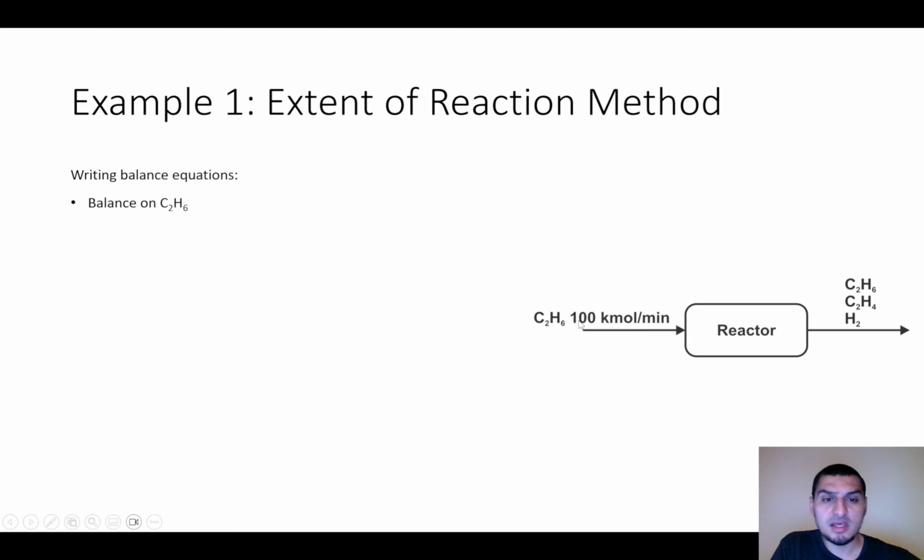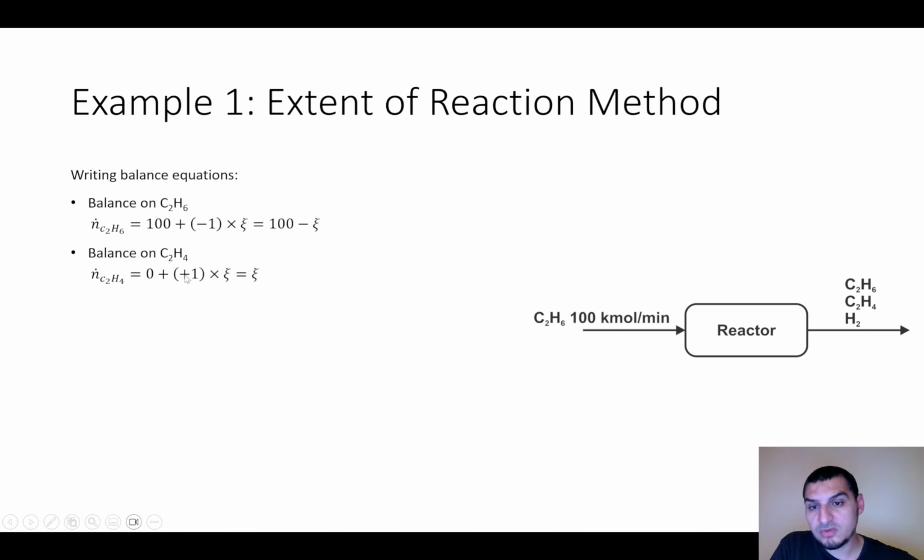For ethane, the number of moles of C2H6 out equals the number of moles of C2H6 in, which is 100, plus the coefficient. C2H6 is a reactant, so it's -1 times xi, which is the extent of reaction, so it's going to be 100 minus xi. The balance on C2H4 is going to be the number of moles of C2H4 in, which is 0, plus +1, which is the coefficient of C2H4, it's a product, multiplied by xi, so it's xi. And for hydrogen, it is also 0, we have no hydrogen in the feed, plus xi.